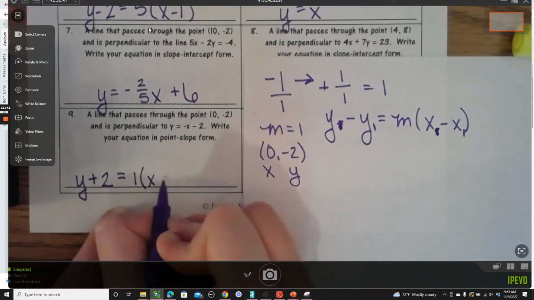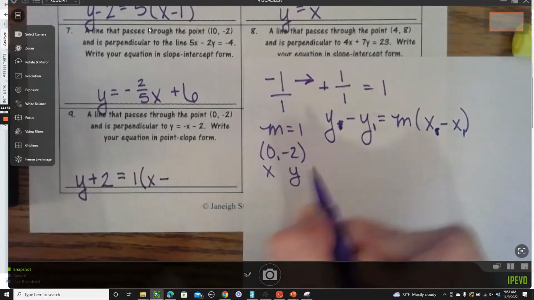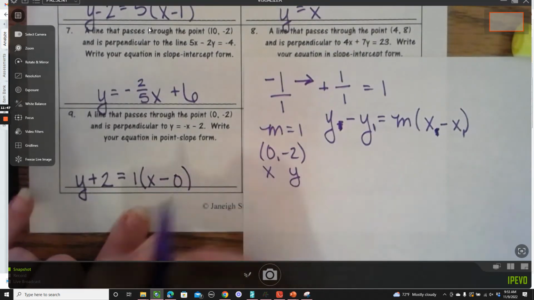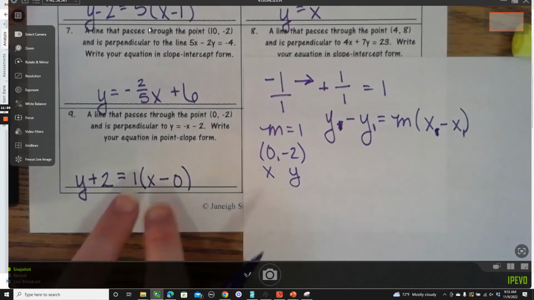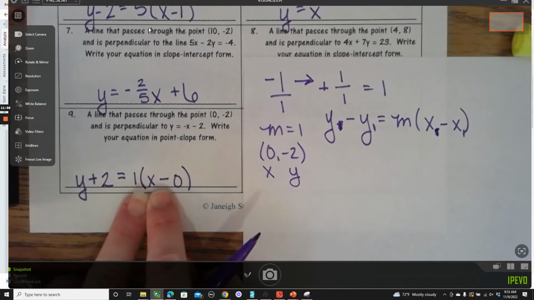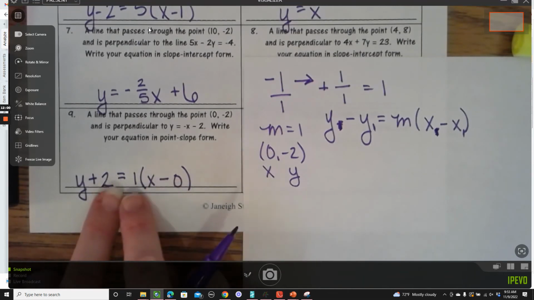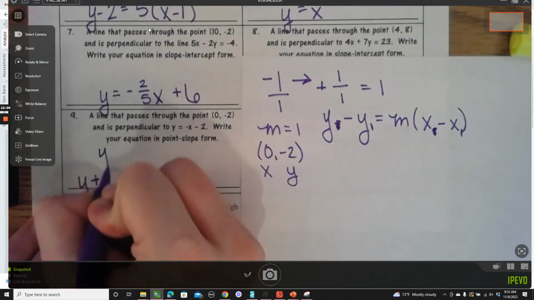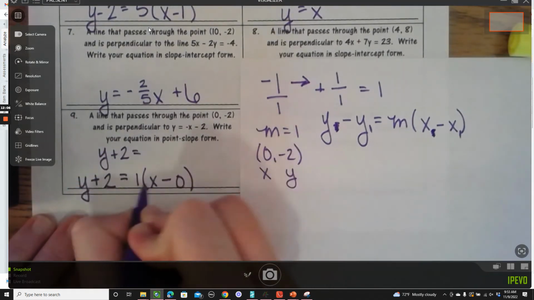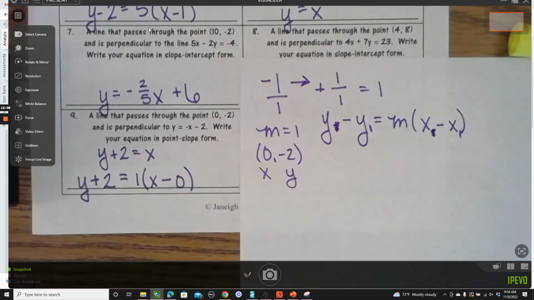And then x minus 0. This will actually simplify. If I subtract 0, does it change anything? If I multiply by 1, does it change anything? So I could write this one as y plus 2 equals x. I can just put an x there. And that is point slope form. It's just simplified down.